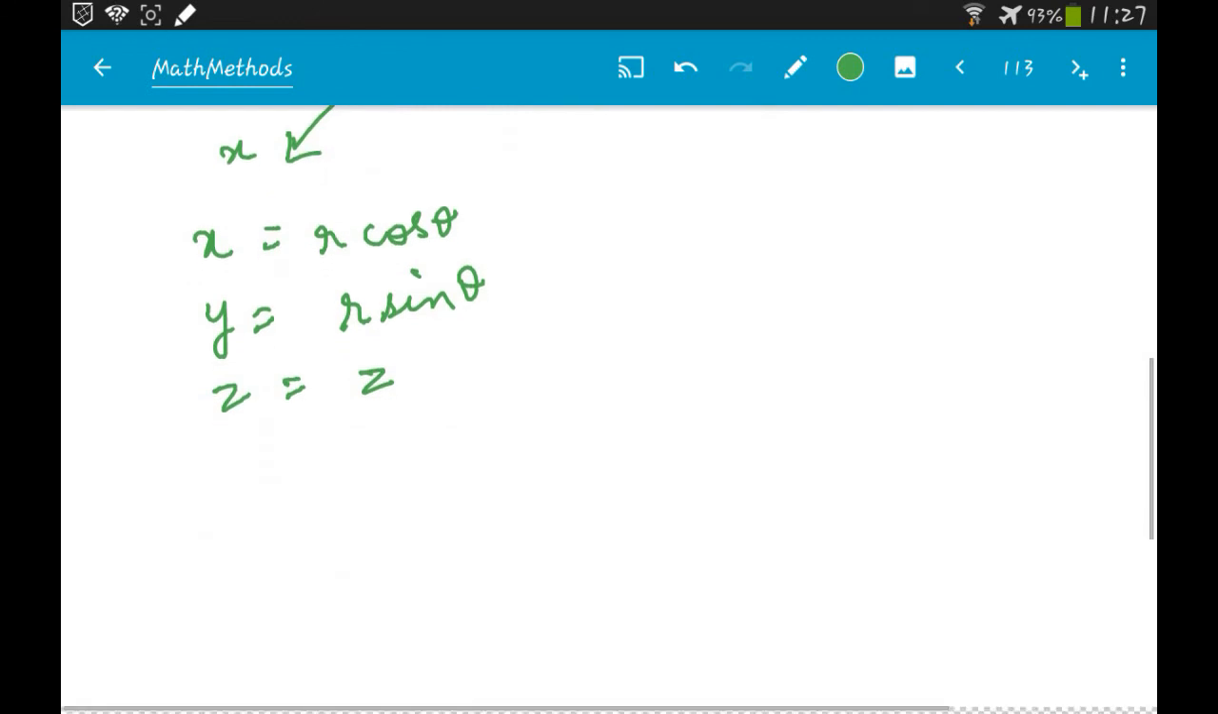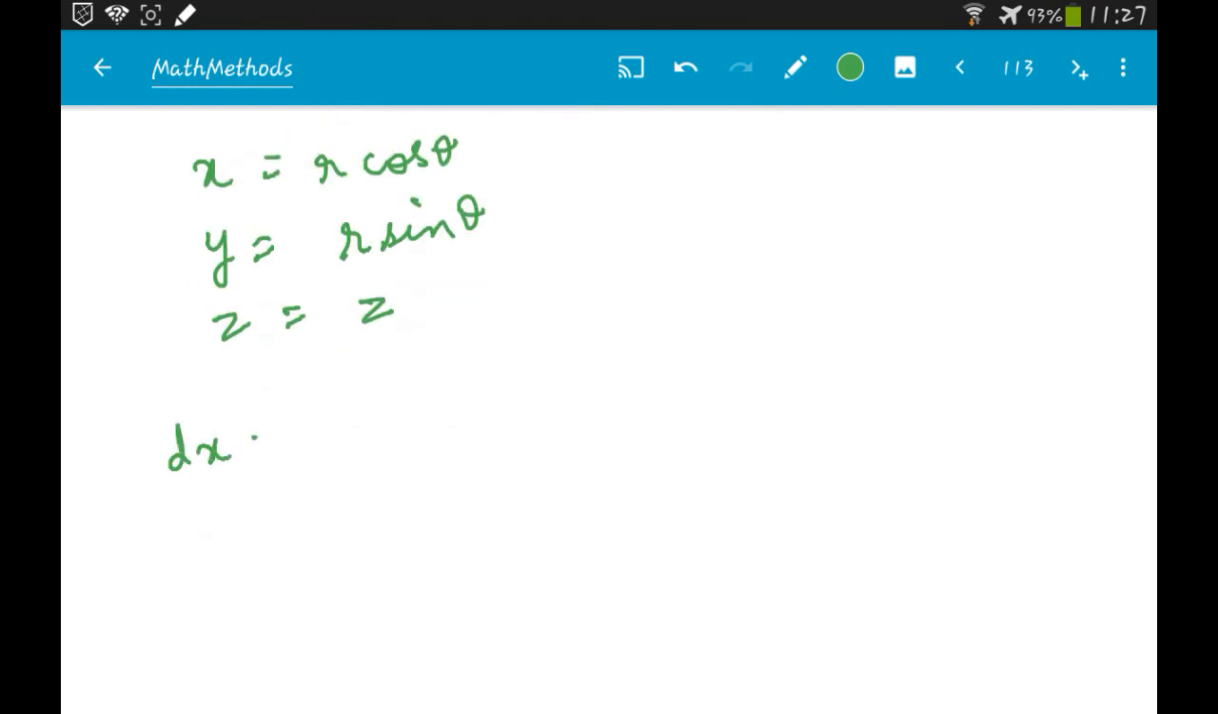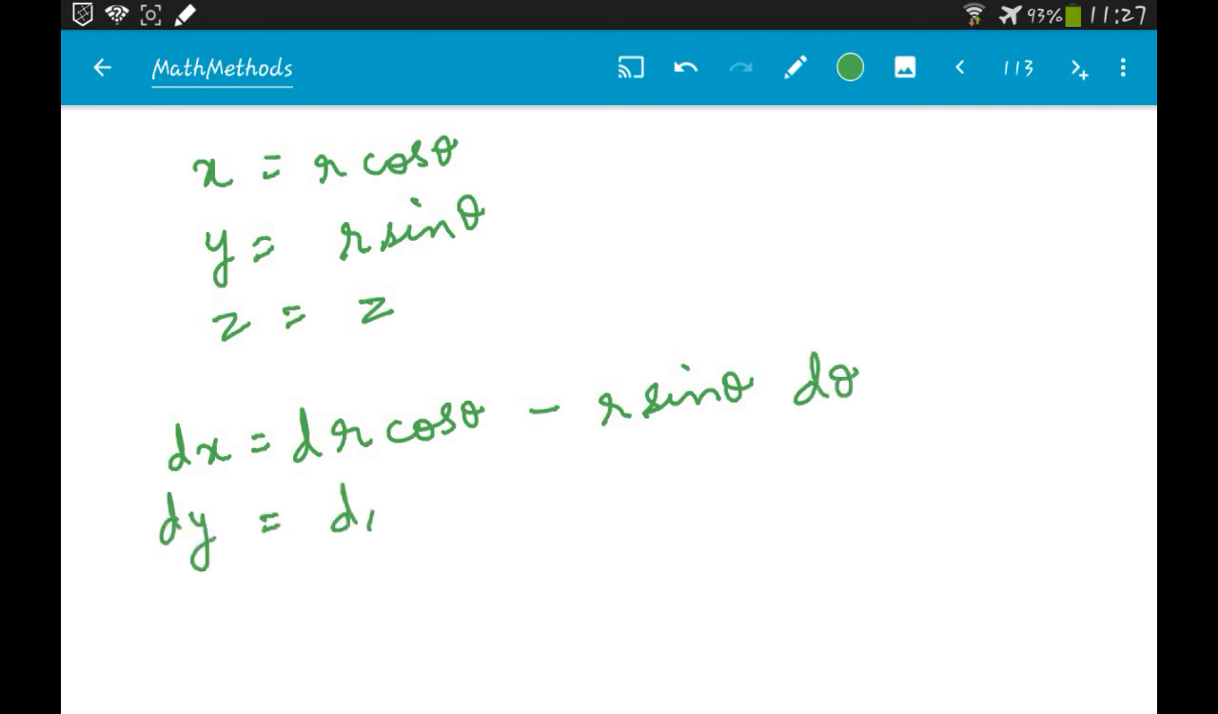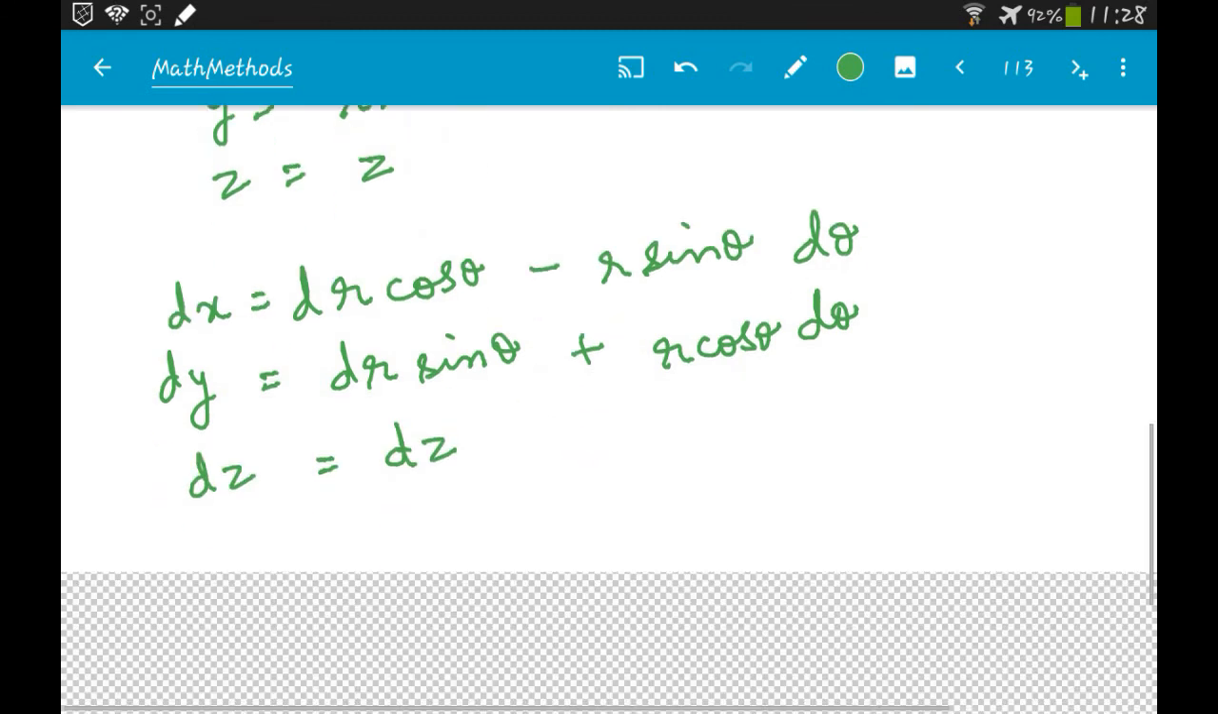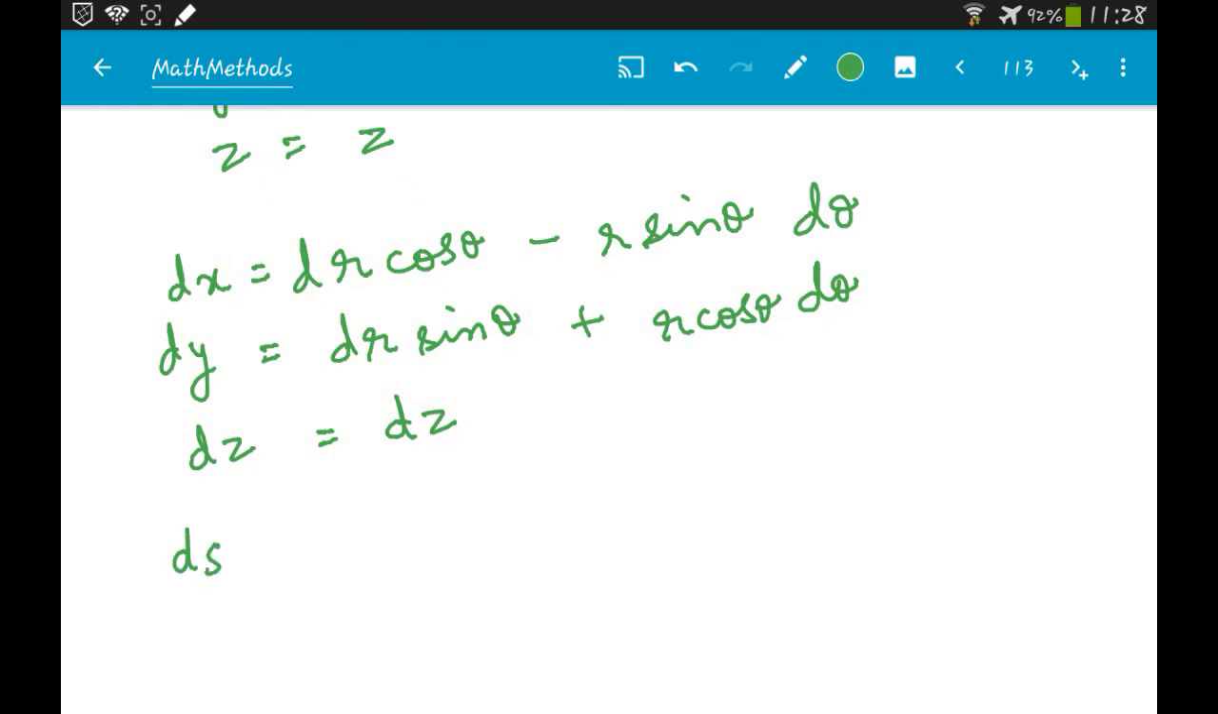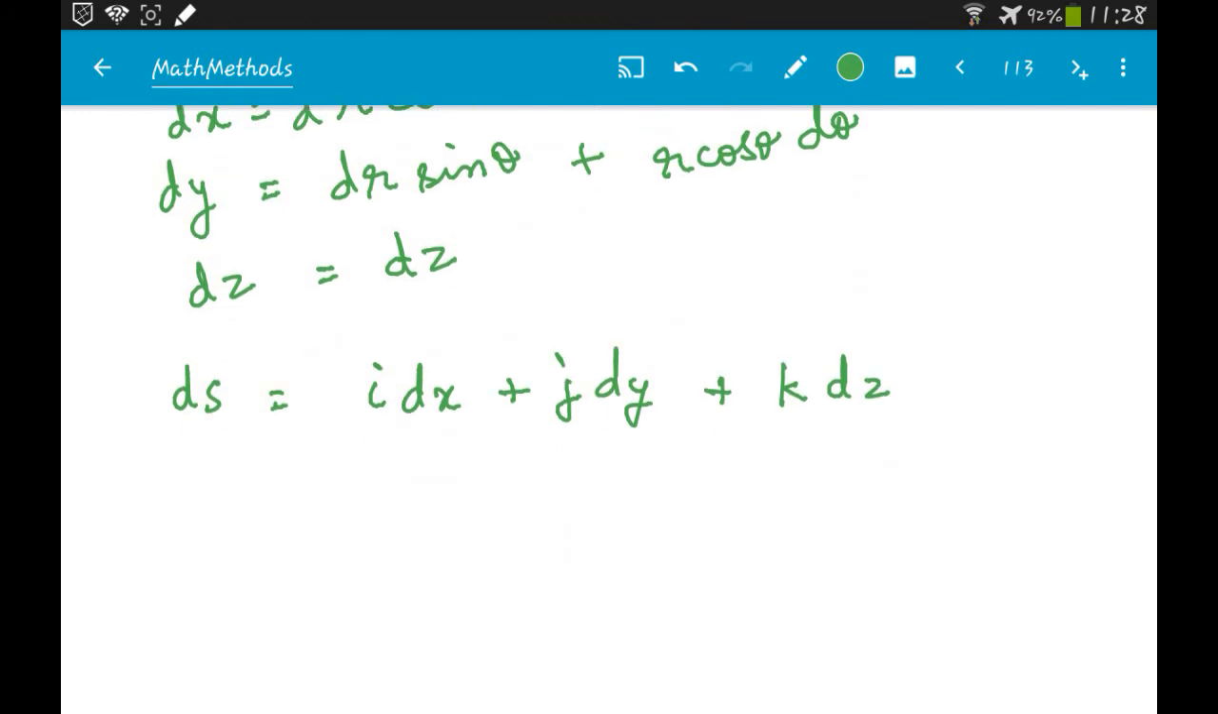Okay, so now we can write dx. So dx is dr cos theta minus r sin theta d theta. dy is nothing but dr sin theta plus r cos theta d theta, and dz is nothing but dz, right? And ds is what? ds is i dx plus j dy plus k dz. Right? This is your dz.